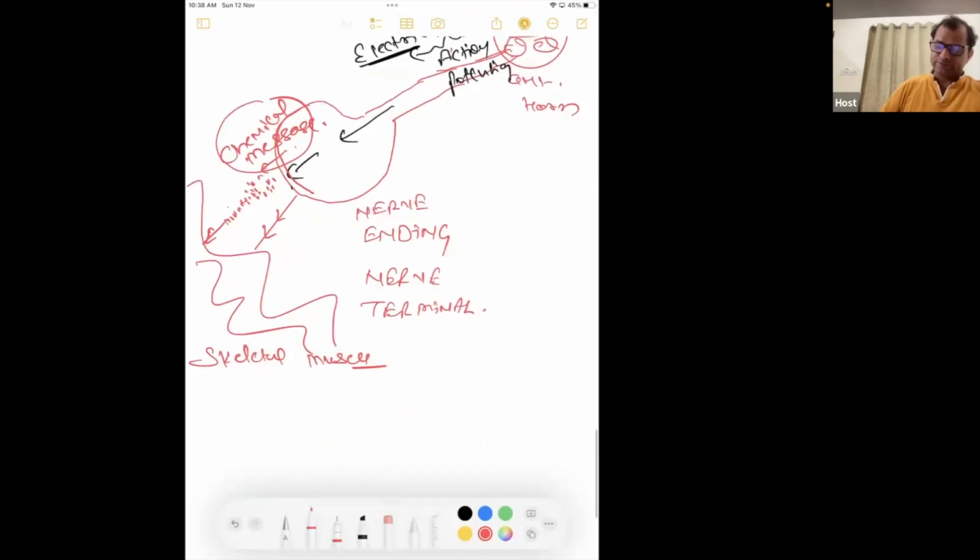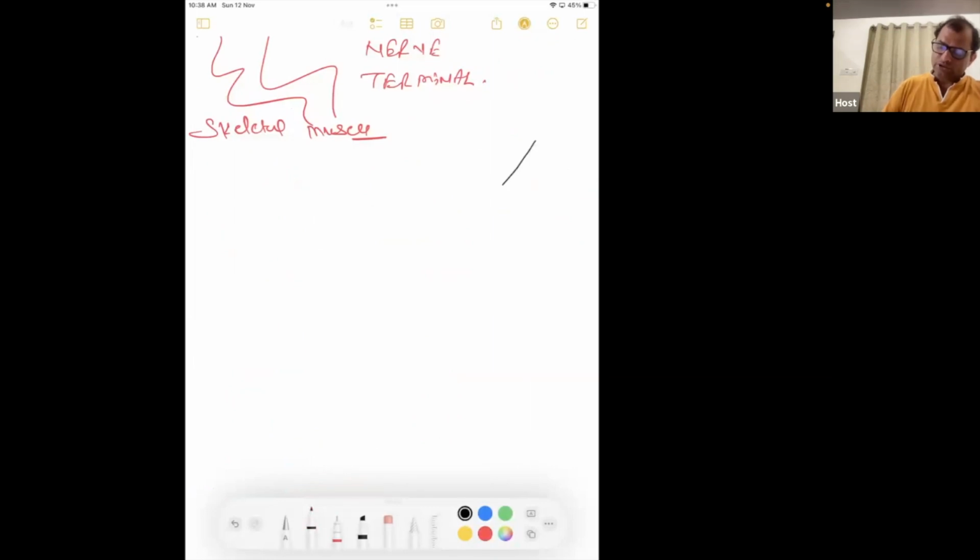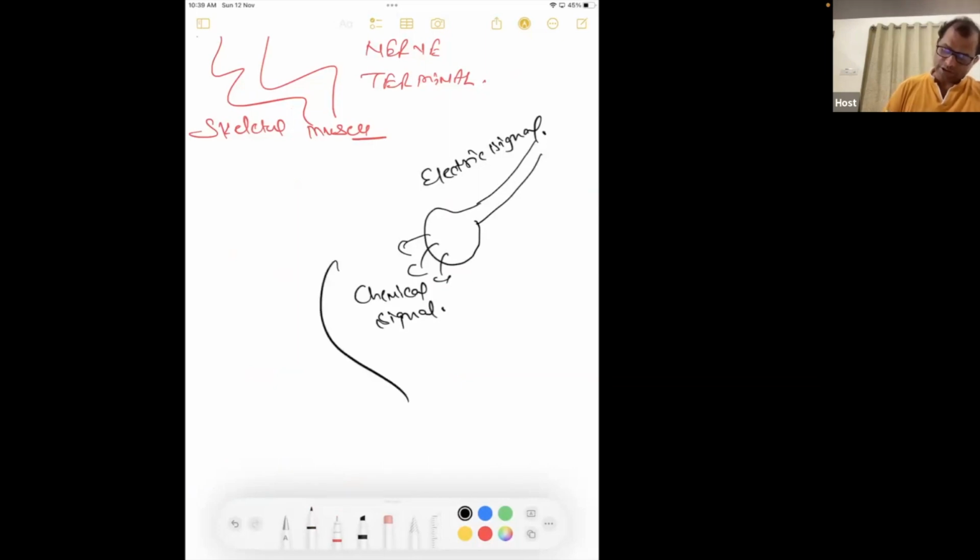So we can define it this way once again. The nerve is sending the electric current, the electric signal. Then from the nerve, it goes ahead in the form of a chemical signal, then it acts on the muscle. This is the skeletal muscle. And as soon as it reaches the skeletal muscle, again it becomes an electric signal. And the muscle does contraction. And muscle movement is happening.